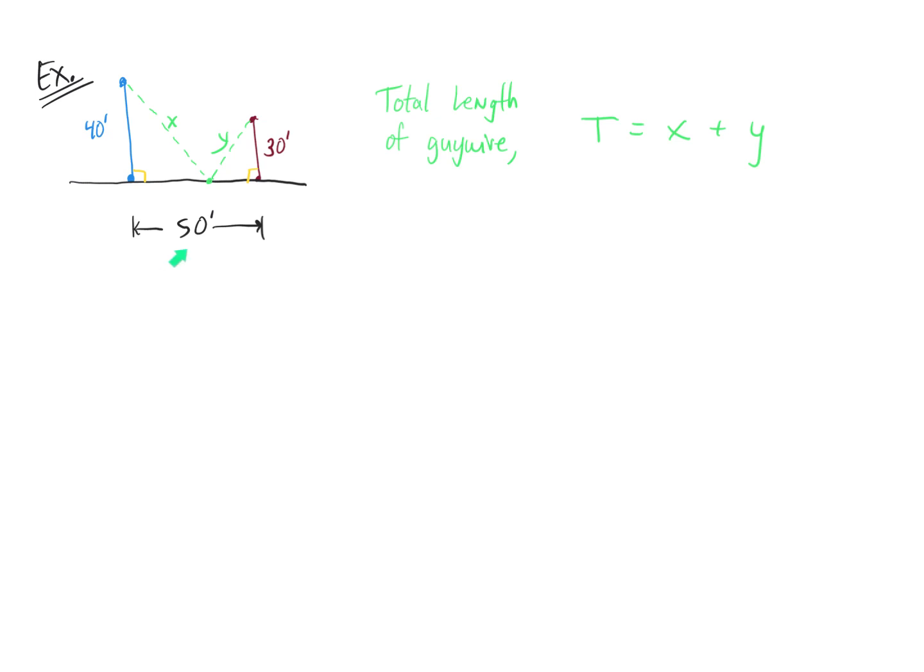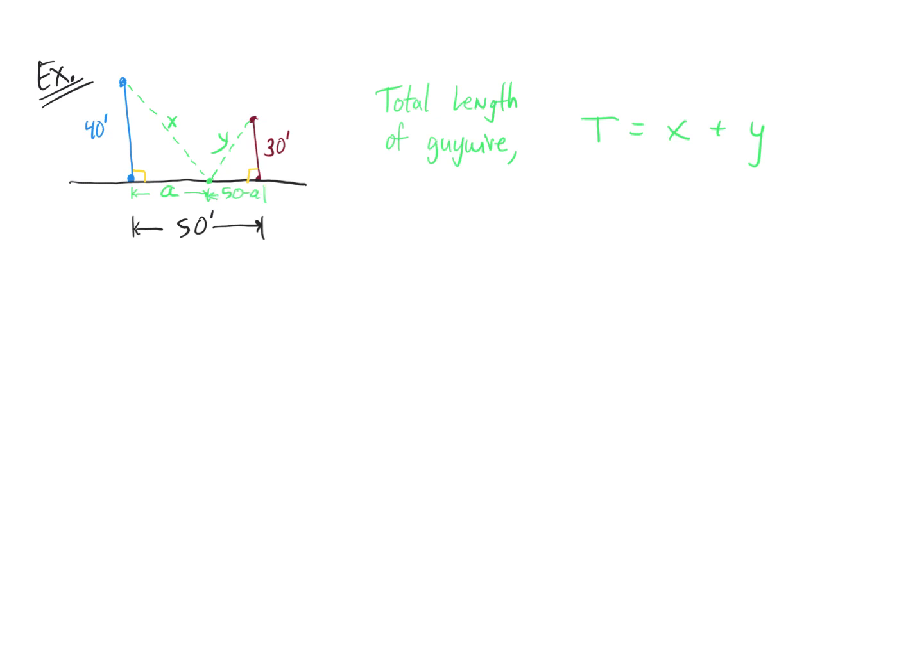If you're struggling at all, notice that we haven't used 50 yet. And the question is, where are we going to place this point? Because depending on where we place it, we're going to get different lengths of x and y. So maybe we'll say this would be a units from here to here, which means this will be 50 minus a units from there to there.